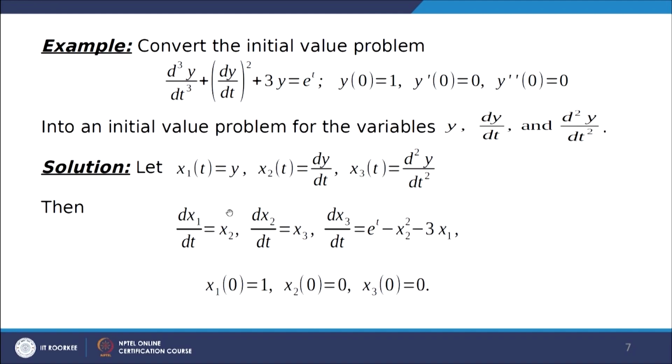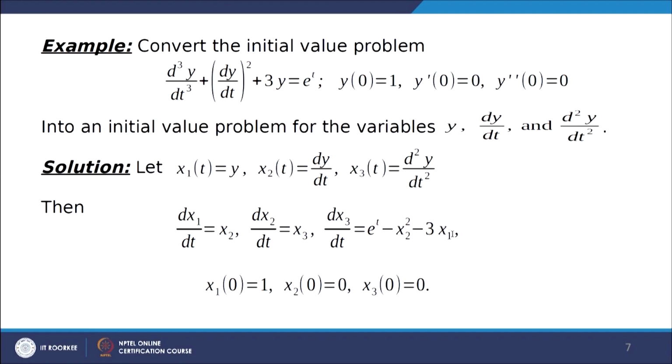So, now you can see we have three equations. The first equation is dx_1/dt is equal to x_2, because dy/dt is x_2. And dx_2/dt is d^2y/dt^2, which is x_3. So, dx_2/dt is equal to x_3, and dx_3/dt we have just now seen, it is e to the power t minus x_2 square minus 3x_1.